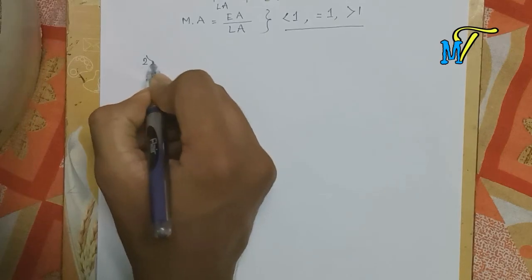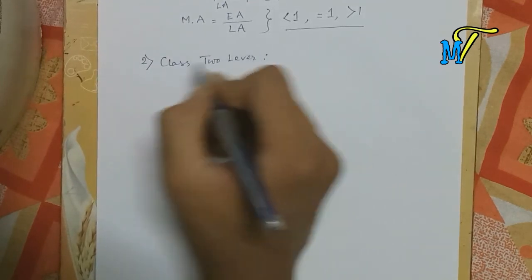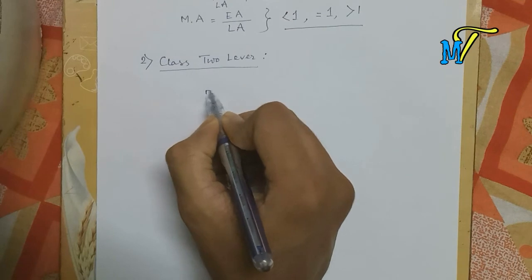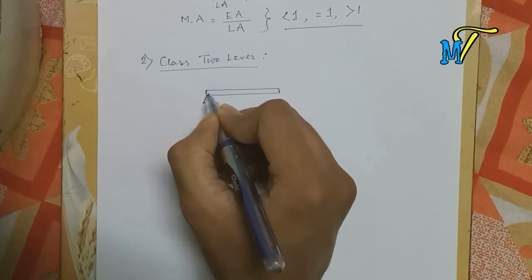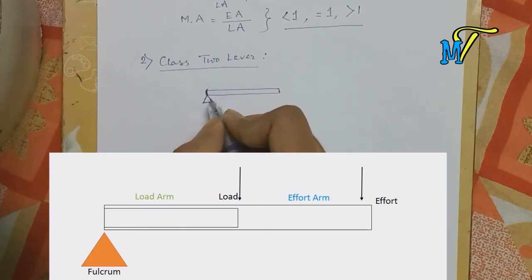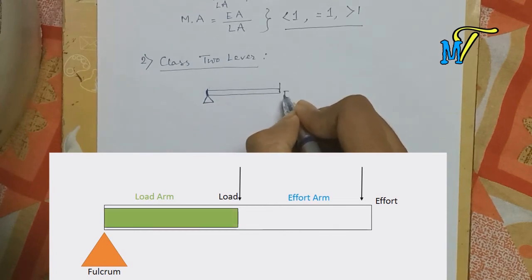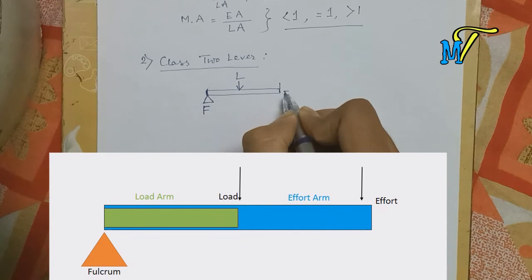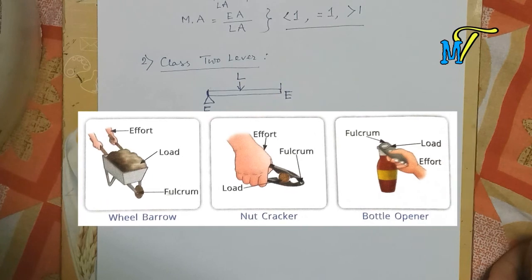Now what is the second type of lever? It is class 2 lever, or we can say lever of second order. In this lever, the positions of the load, fulcrum and effort are like this. This is the fulcrum. That means the fulcrum is on one side of the rod and on the other side of the rod it is the effort, and the load is in the middle. This is the fulcrum, this is the effort, and in between is the load. So what are the examples of class 2 lever? As you can see on the screen, these are the examples of the class 2 lever.